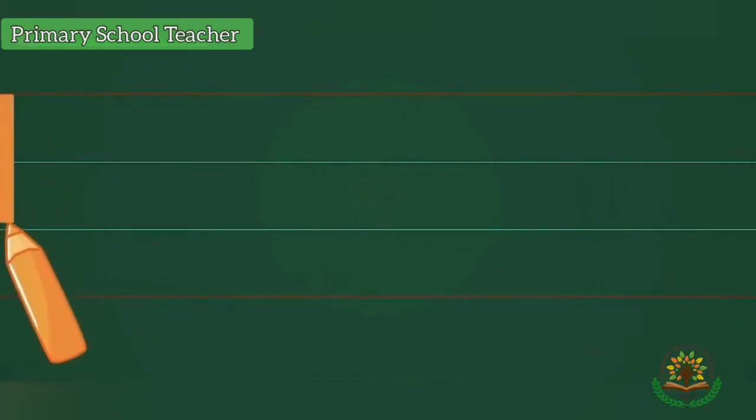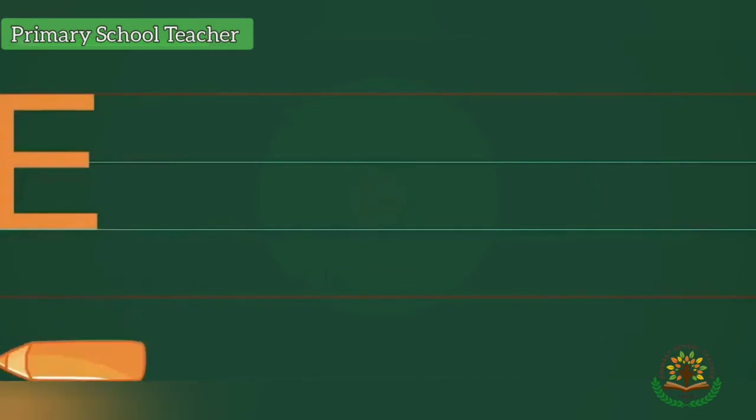Now let's learn how to write E. One standing line, one sleeping line, another sleeping line, another sleeping line.